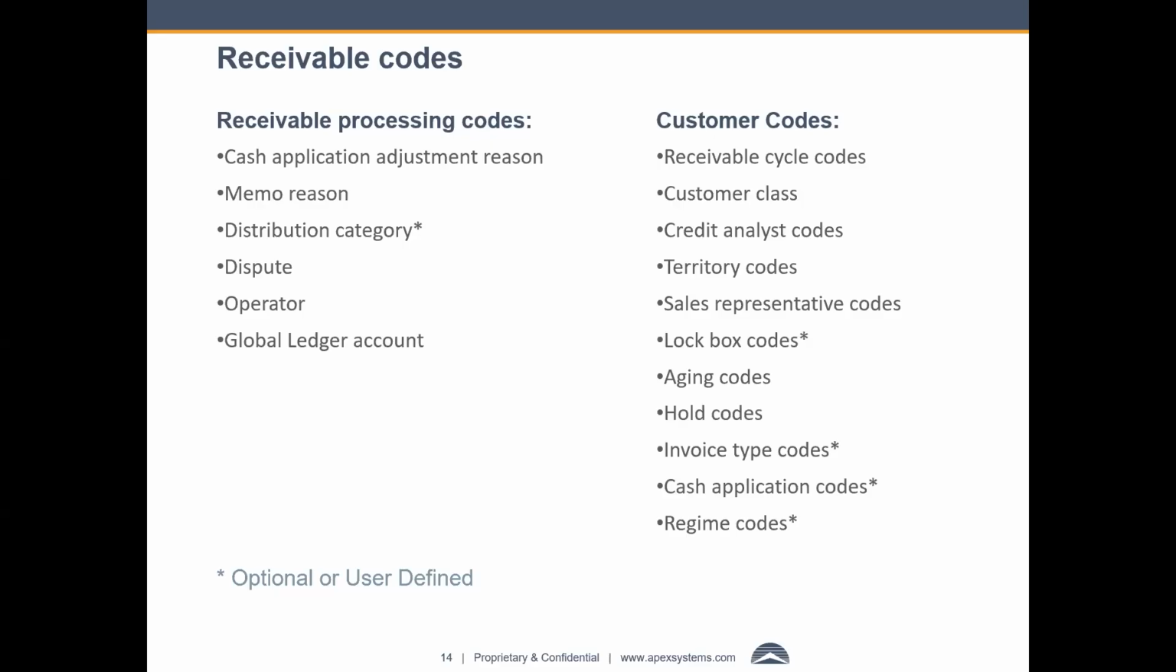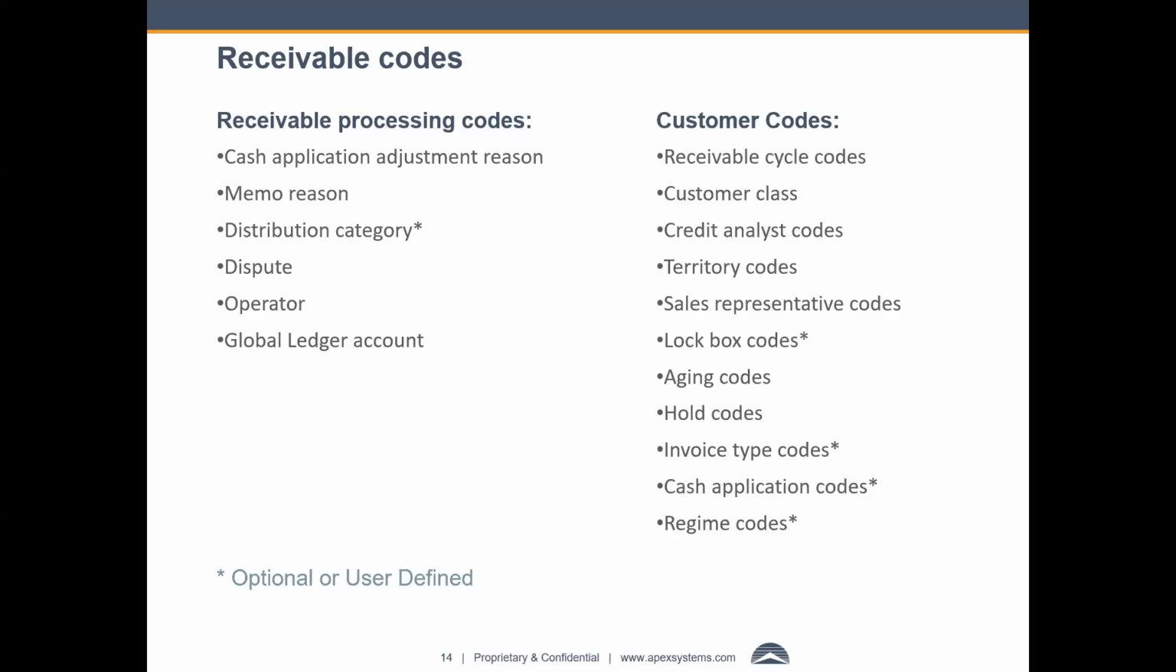You have the receivable cycle code, which are used to control the selection and processing of statements, finance charges, and dunning letters. You have the customer class, which Beverly covered in the major and the minor classes. You have the credit analyst code, which records the name and phone number of the person or customer who is responsible for managing credit. And it's also important for reporting and inquiries.